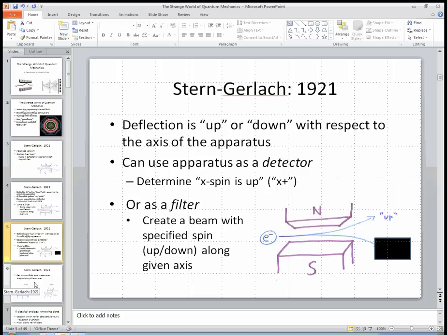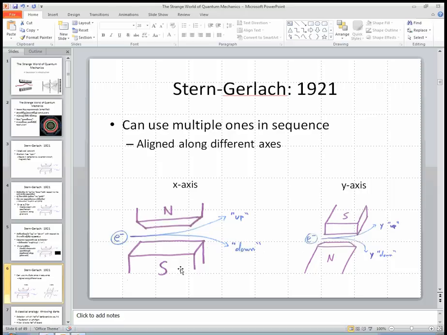Okay. So what do I mean by the x spin versus some other kind of thing? Well, we've chosen this magnet orientation along a certain axis so that the n is up here and the s is down here.